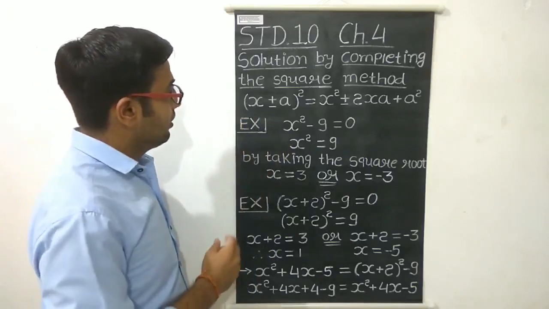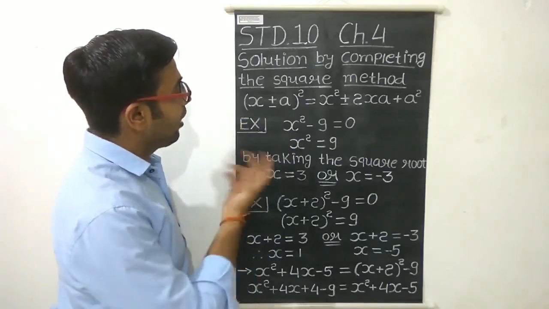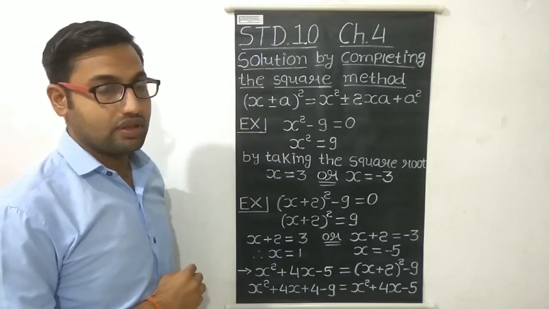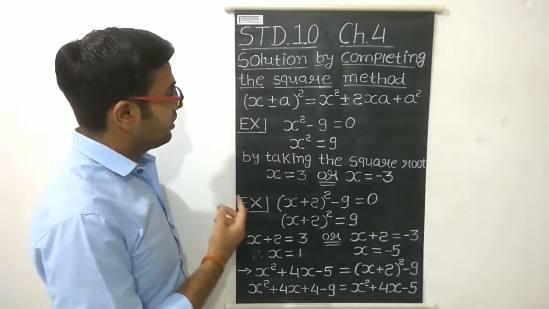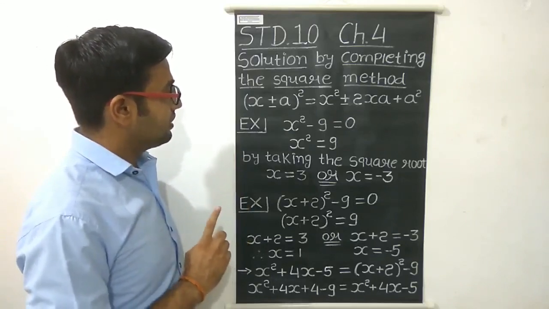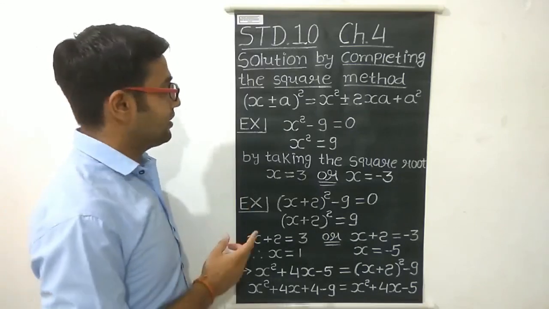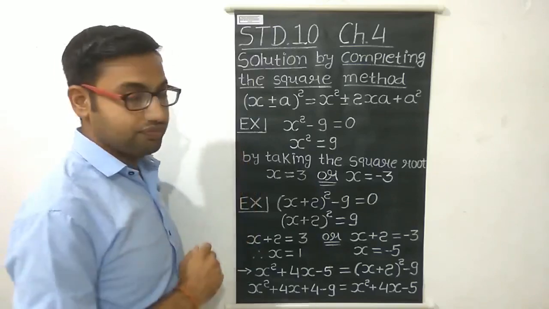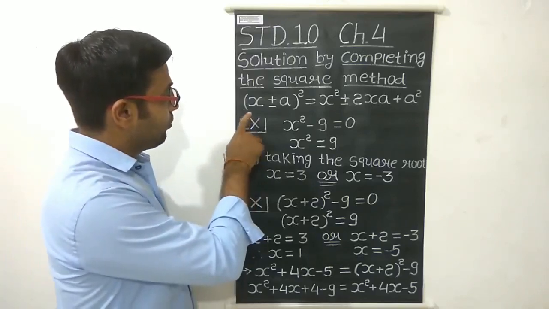Now here there is a question: how to complete the square? So to solve this, let's take an example. First of all, we will see one of the identities, that is of a complete square, right? That you have already studied.